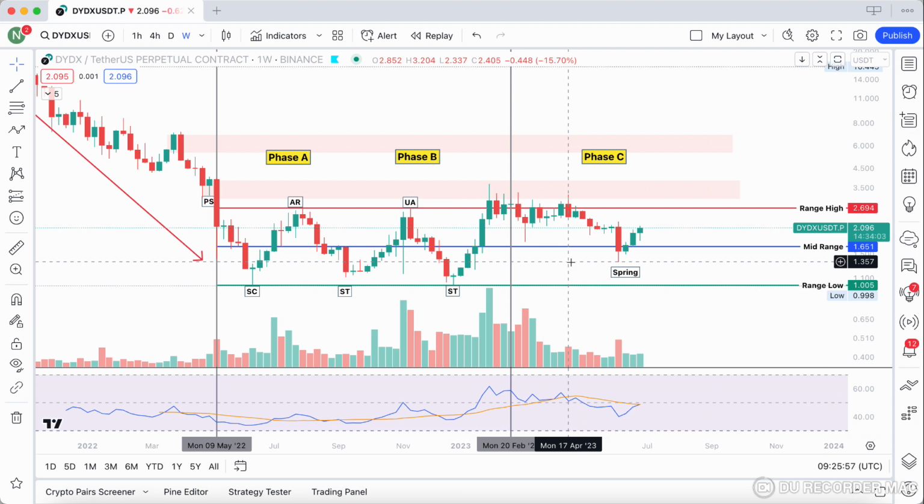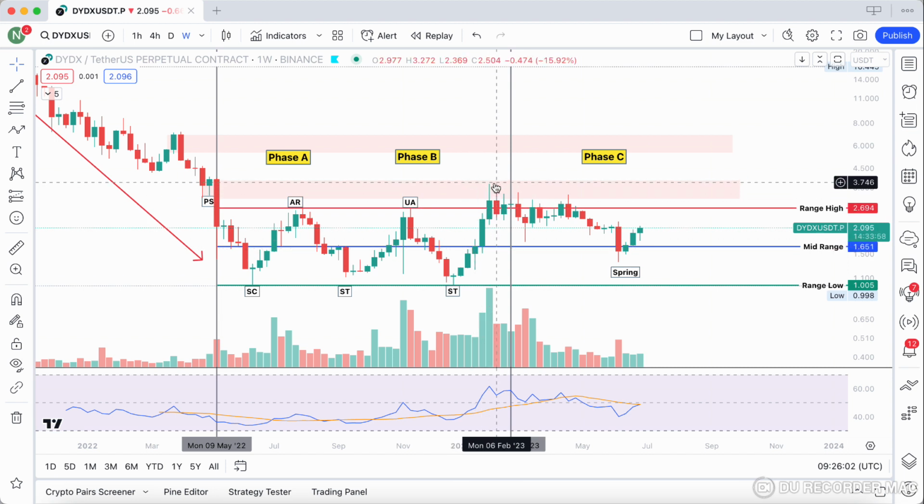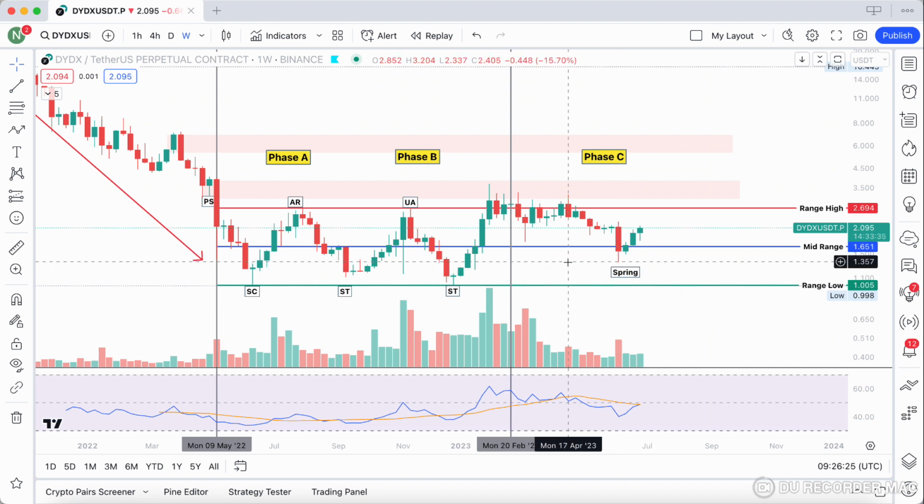Why do I think this is the spring? Because we already saw one strong move up. We saw a consolidation in the Wyckoff terminology. It's called the creek, and my expectation was for DYDX to break out. It didn't break out, but it also didn't go much below the mid-range. So you can see that the demand for this asset is strong. Traders and investors believe that DYDX is destined for higher price levels.